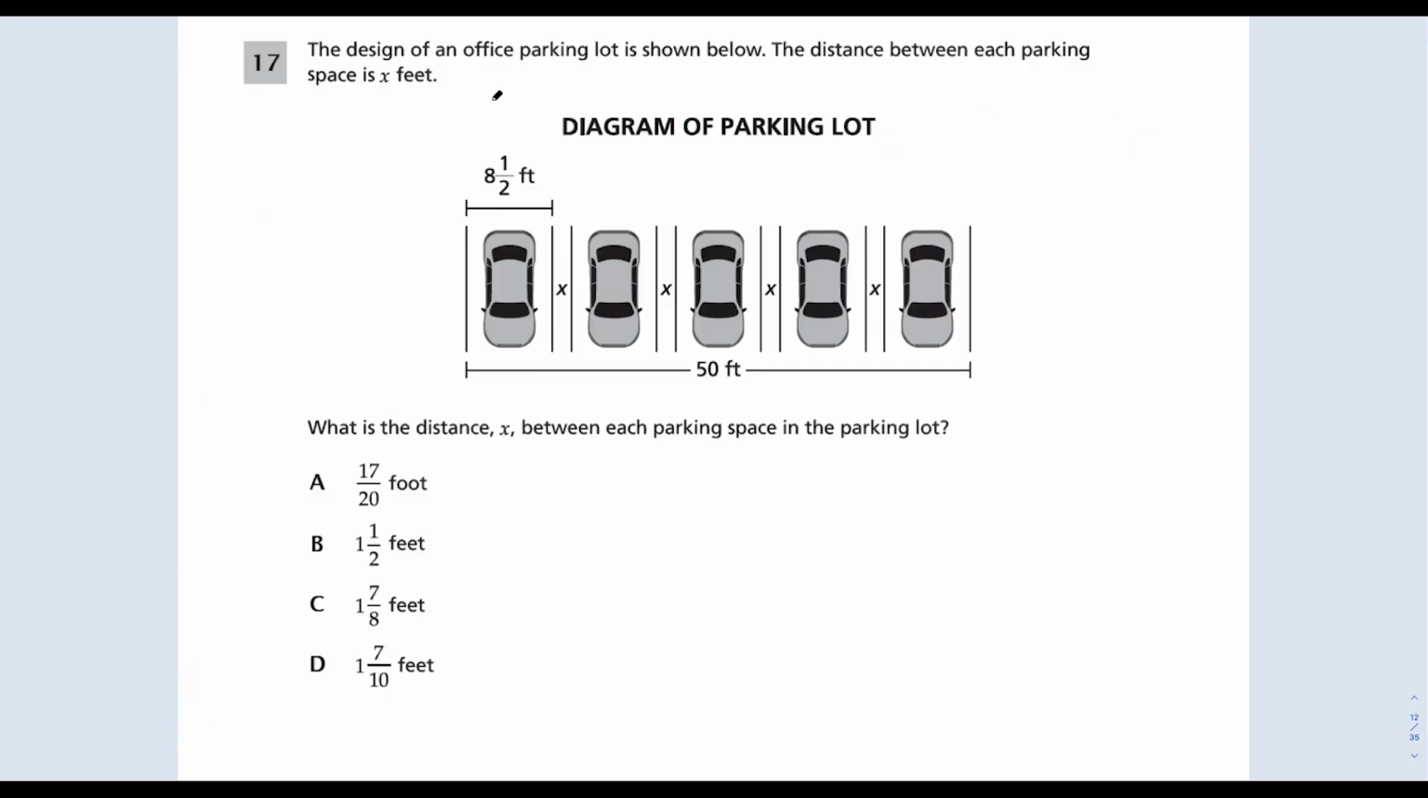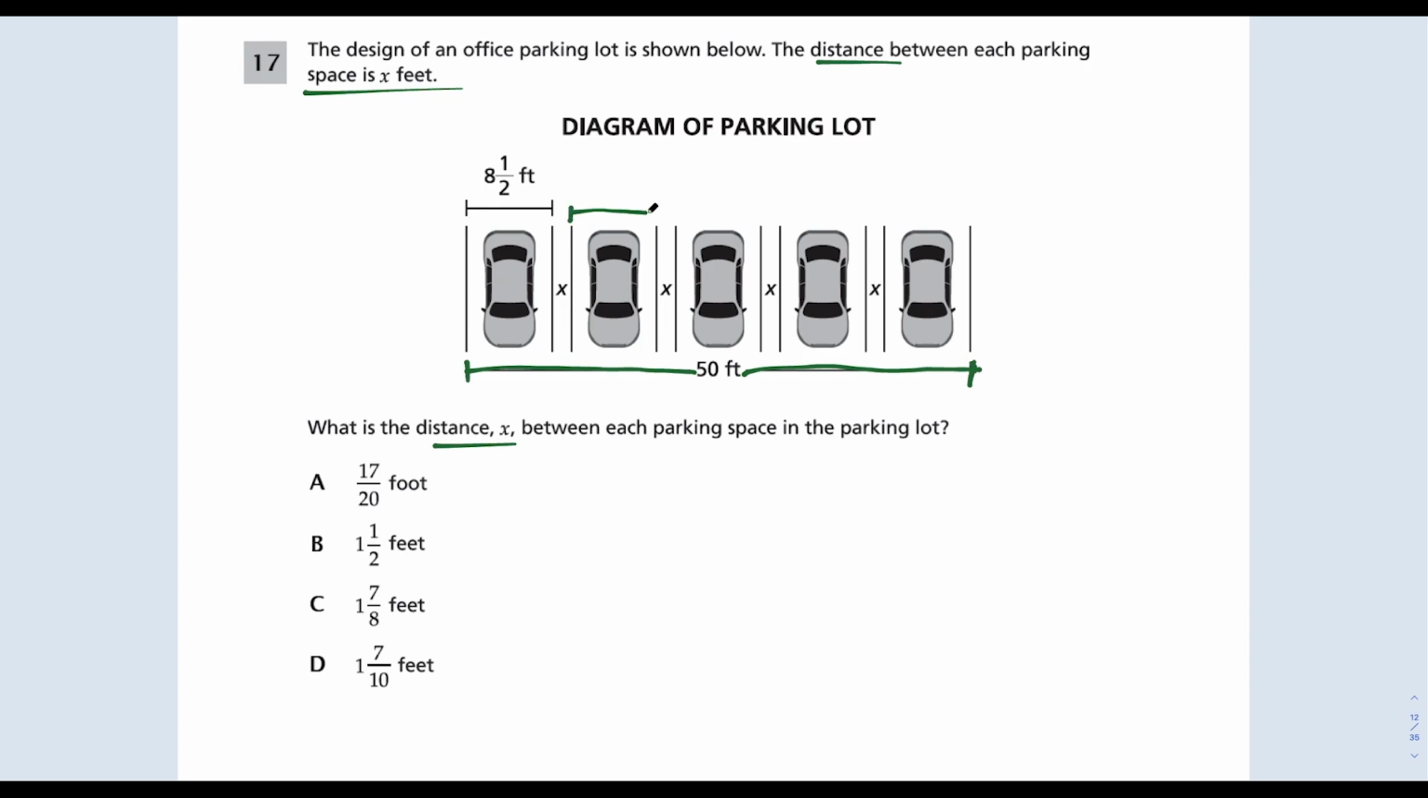Question 17, we have the design of an office parking lot shown below, and we're told the distance between each parking space is X feet. And we want to know, what is the distance X between each parking space in the parking lot? So one thing to be mindful of here is that the total distance across is 50 feet. So that's from one end here all the way to the other. But then we have this distance here is 8.5.